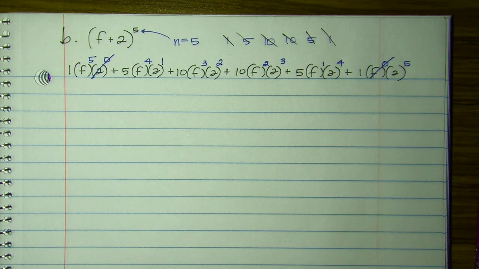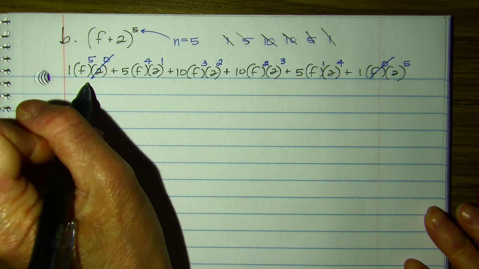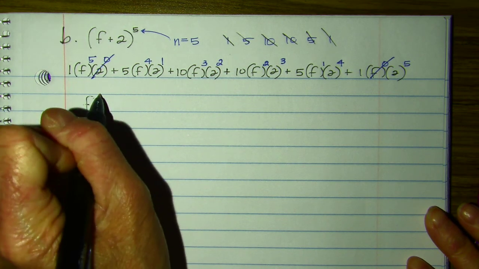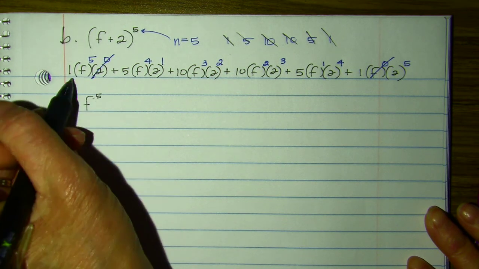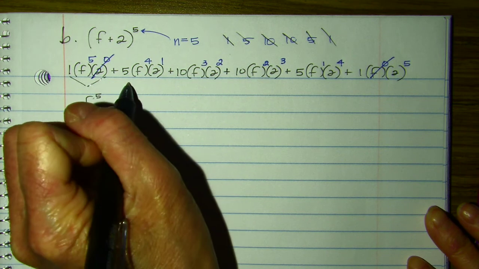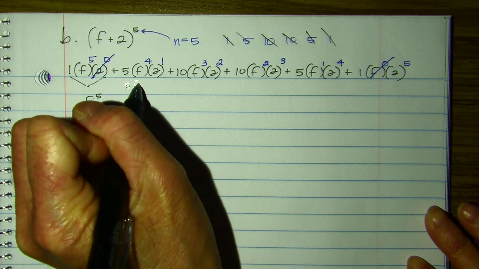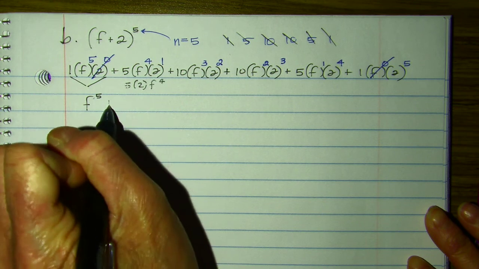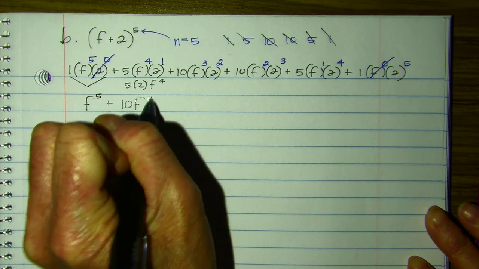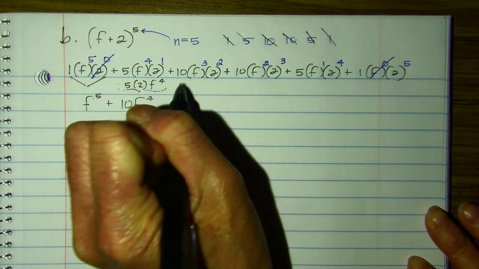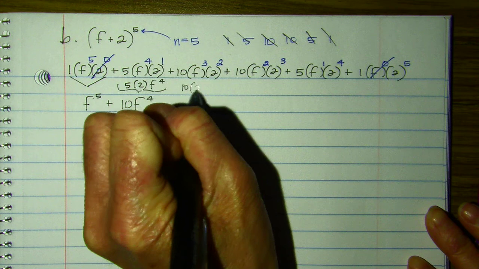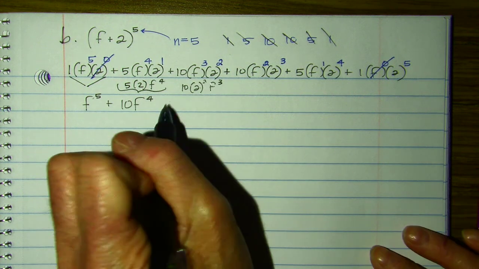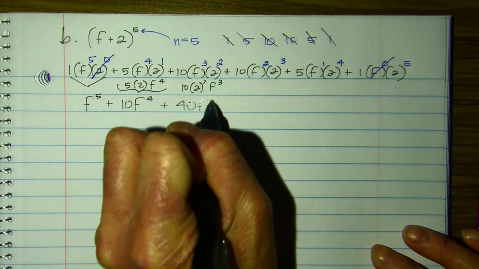So let's simplify each term. This is gone, so 1 times f to the 5th is just f to the 5th, right? That one's pretty simple. This one, I have 5 times 2 times f to the 4th, so that would give me 10f to the 4th. This is 10 times 2 squared times f to the 3rd. That's 10 times 4, so 40f cubed.